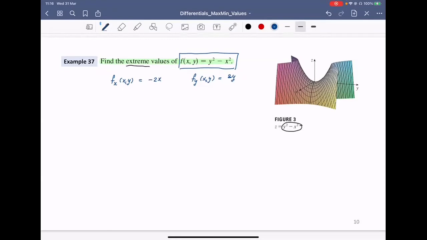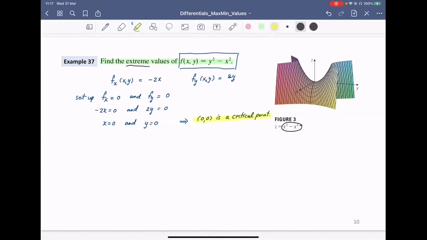Now I have to find the critical point. We set fx equal to 0 and fy equal to 0, because you want a critical point. That means you have negative 2x equal to 0 and 2y equal to 0, which means x equal to 0 and y equal to 0. The conclusion here is that 0, 0 is a critical point. So the candidate for max and min is 0, 0. This is not that hard.